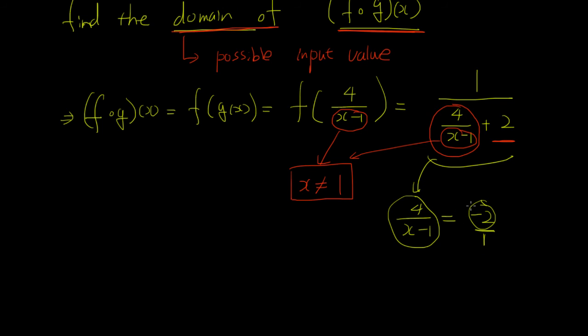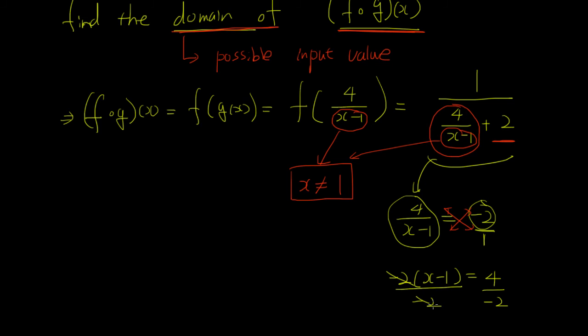So this times this is equal to this times this. So negative 2 times x minus 1 equal to 4 times 1, which is 4. Okay, then I guess you can divide everything by negative 2.